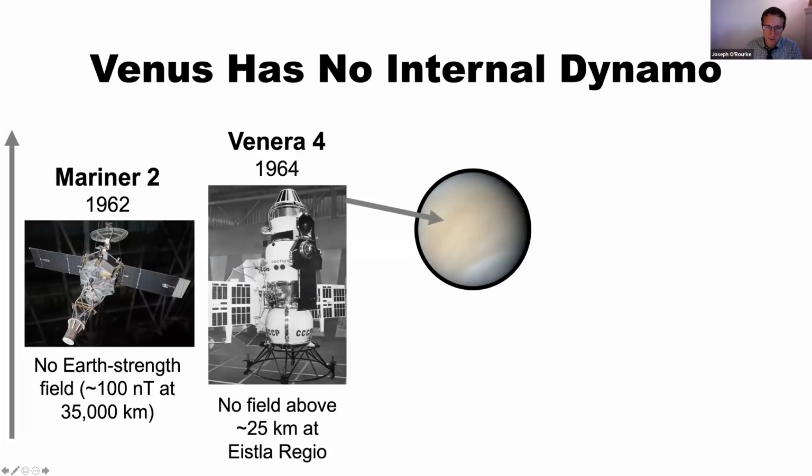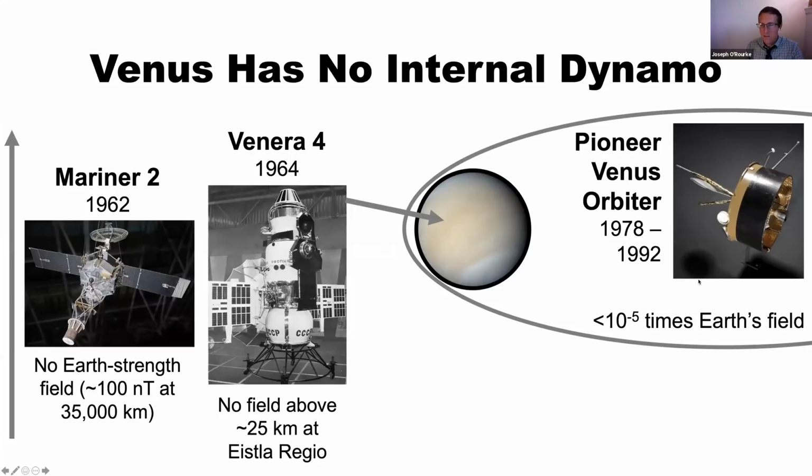But the Venera 4 lander, well, the magnetometer on it didn't actually make it to the surface, but it faithfully collected data down to about 25 kilometers altitude over one particular location, and it didn't detect any magnetic field. So no internal magnetic field, and there was no crustal magnetic field, at least at that location, that could be detected. Now, in the next decade, we started sending orbiters to Venus that had magnetometers.